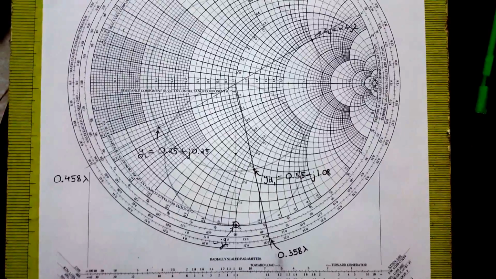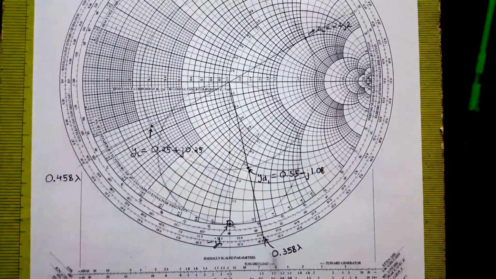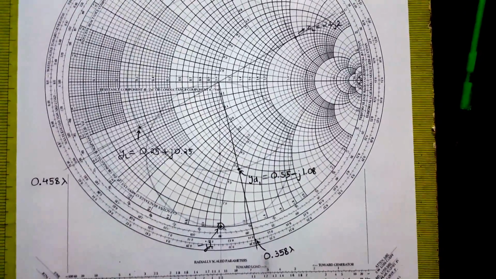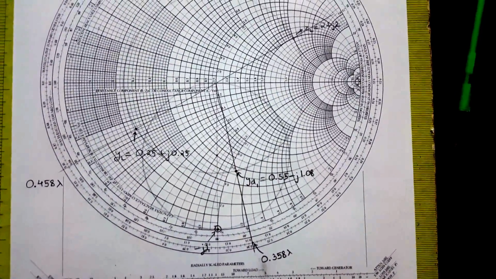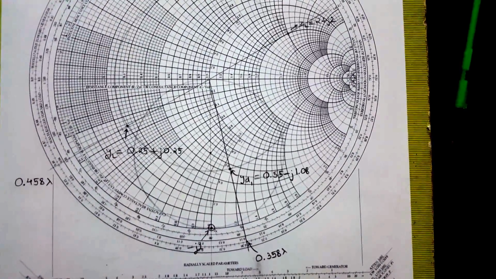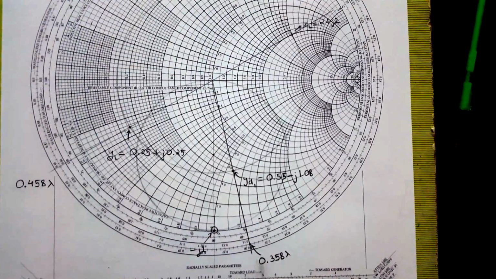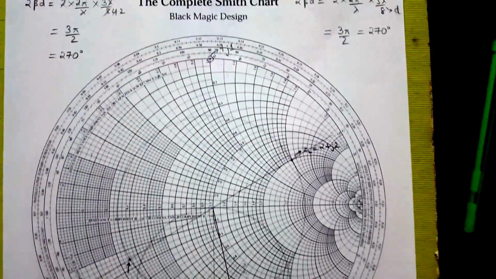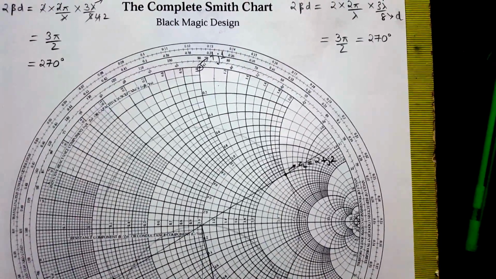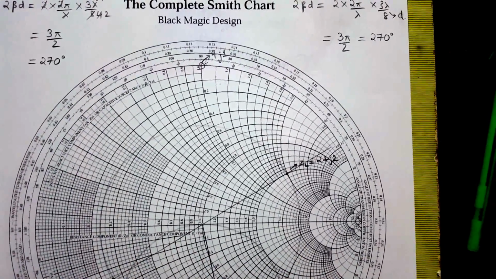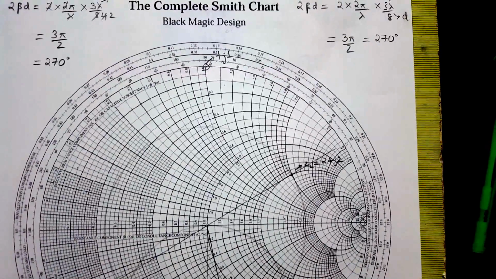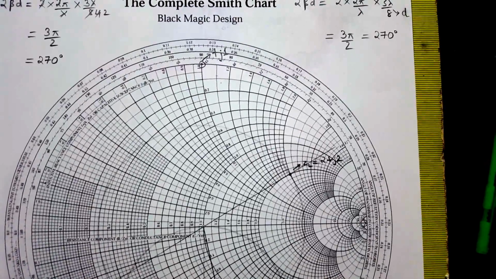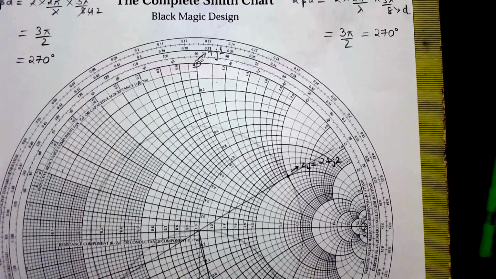Since the value of beta d obtained is 270 degree, we draw the spacing circle in the lower half of the Smith chart by taking its radius equal to half the length of the line joining the center of the Smith chart and the minus J1 point on the Smith chart. If we would have obtained 2 beta d to be 90 degree, we would have drawn the spacing circle in the upper half of the Smith chart by taking its radius equal to half the length of the line joining the center of the Smith chart and the plus J1 point on the Smith chart.